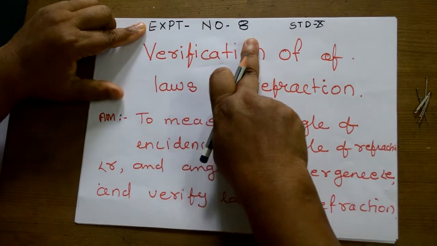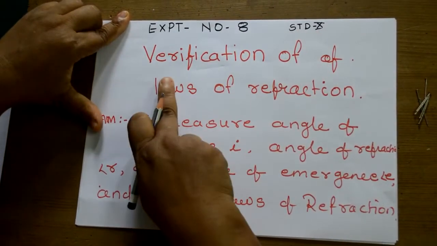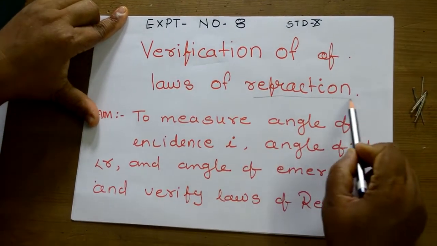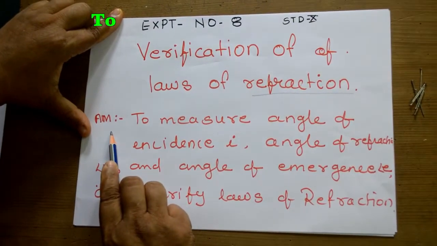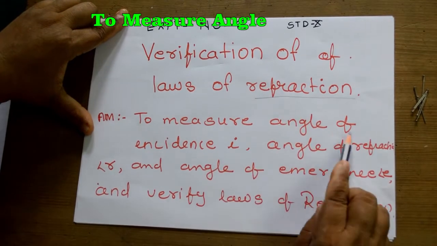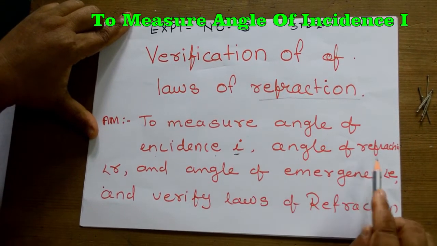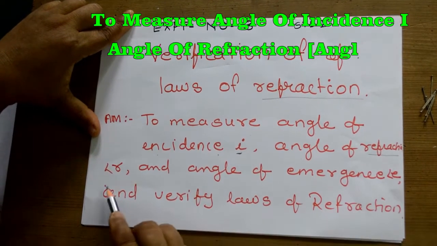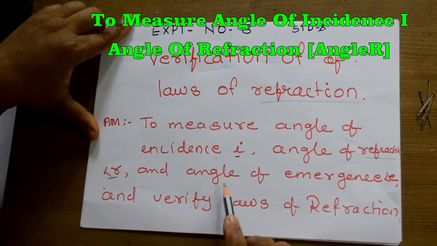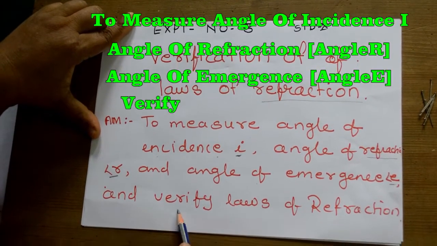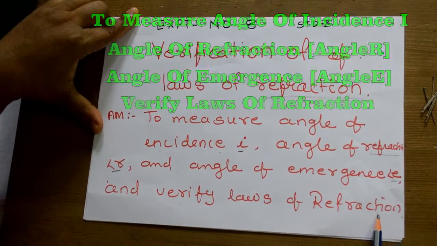Experiment number 8 of standard 10, that is verification of laws of refraction. The aim of the experiment is to measure the angle of incidence I, angle of refraction R, and angle of emergence E, and then verify the laws of refraction.